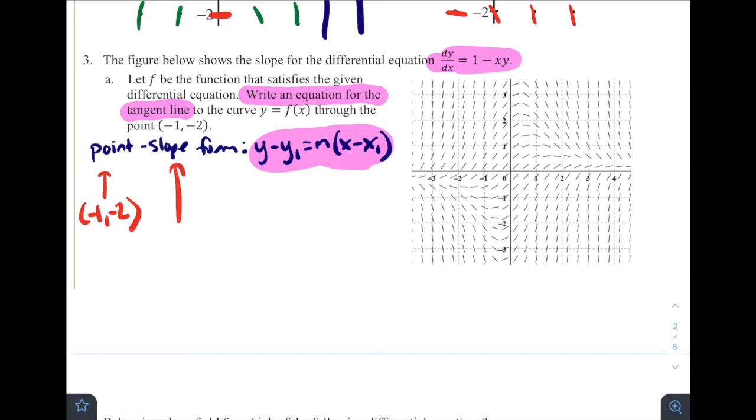What about the slope, though? The slope can be found from the derivative of our function, and they actually gave us that derivative. That's our differential equation right here. So we're going to use that equation, dy/dx equals 1 minus xy, and plug that coordinate in to find out what the slope is at that point. That's 1 minus the x value, negative 1, times the y value, negative 2. So that is 1 minus negative 1 times negative 2, which is 2, so 1 minus 2, or negative 1 for that specific point.